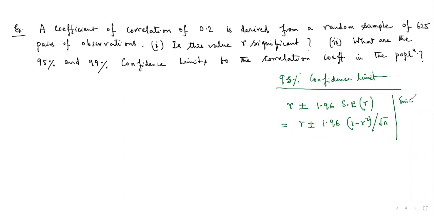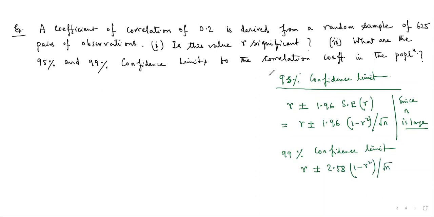Why am I using this formula? Since your n is very large, it is a large sample, so we are going to use this formula. And the 99% confidence limit will have the formula R plus minus 2.58 times 1 minus R square divided by root n. So with the help of this formula, you can calculate the confidence limit of the population correlation coefficient.